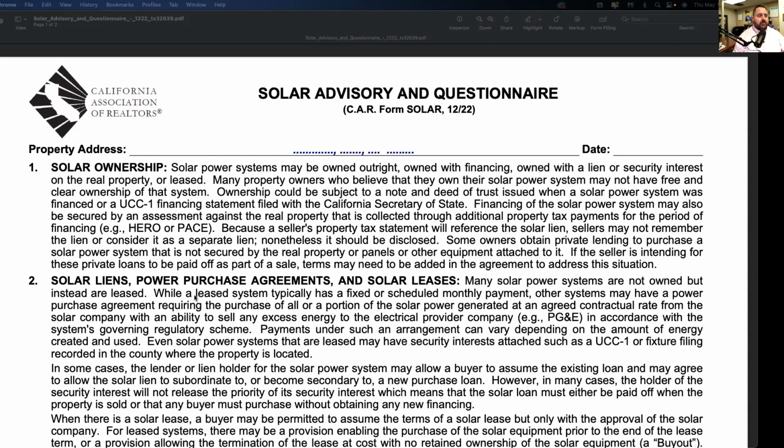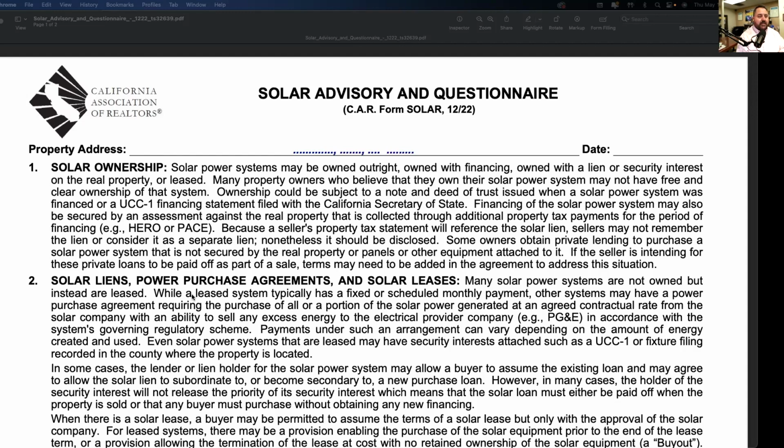Solar ownership. Solar power systems may be owned outright, owned with financing, owned with a lien or security interest on the real property, or leased. Many property owners who believe that they own their solar power system may not have free and clear ownership of that system. Ownership could be subject to a note and deed of trust issued when a solar power system was financed, or a UCC-1 financing statement filed with the California Secretary of State. Financing of solar power systems may also be secured by an assessment against the real property that is collected through additional property tax payments for the period of financing, e.g., HERO or PACE programs.